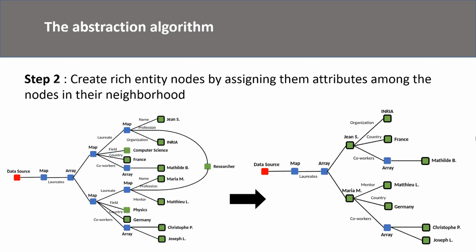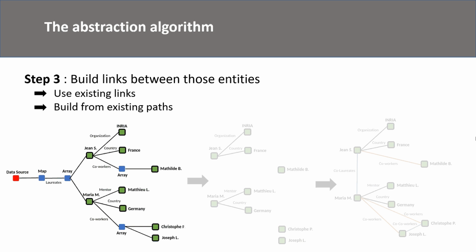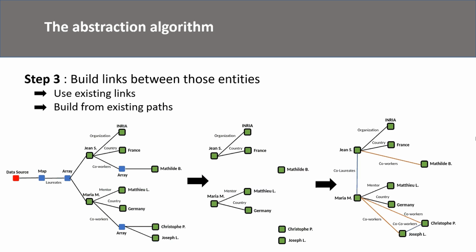We repeat this operation, gradually deleting structural nodes, especially maps, with a bottom-up approach. Once we have this intermediary simplified graph, we notice that we have managed to get rid of most of the maps. We then keep only the nodes that have been detected as entities and build links between them using existing paths of the intermediary graph, as shown in the figure. The labels on the new edges are a concatenation of the existing labels on the path.